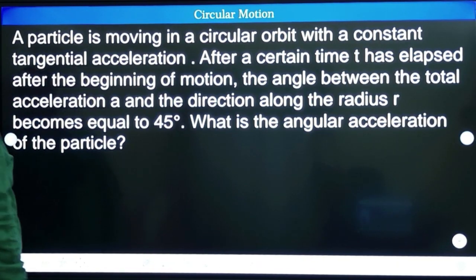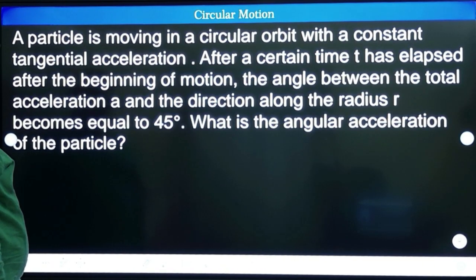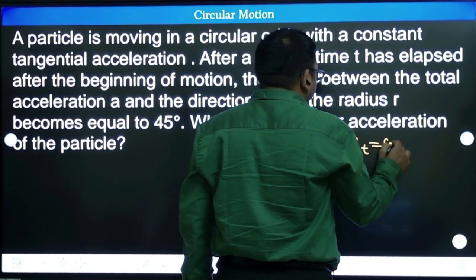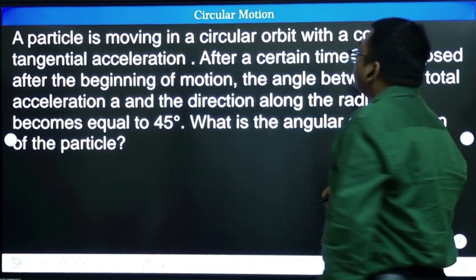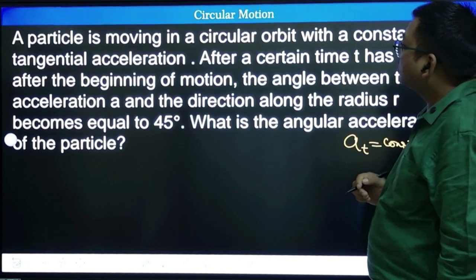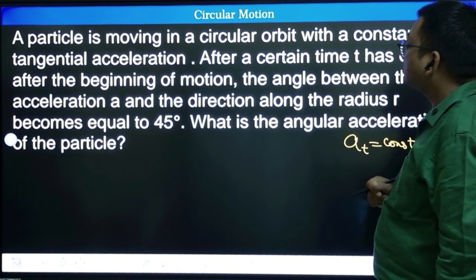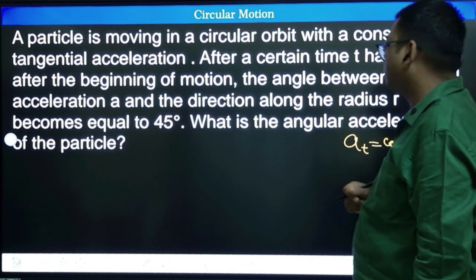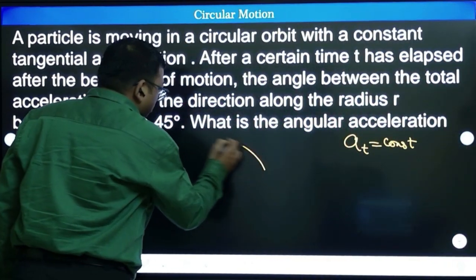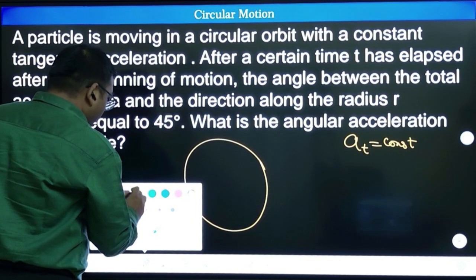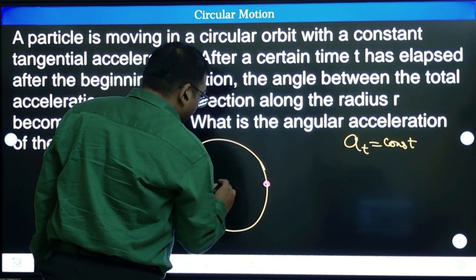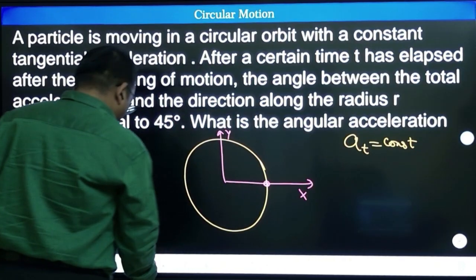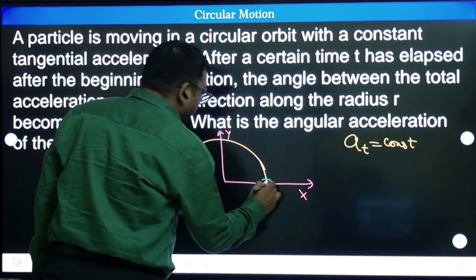What this question says is, the particle is moving in a circular orbit with constant radius. So tangential acceleration is constant here. After a certain time has elapsed after the beginning of motion, the angle between the total acceleration and the direction along the radius r becomes equal to 45 degrees. Okay, so let us draw a circle. Let us say that it has started here. This is the x-axis, this is the y-axis, and the motion has started here at time 0.